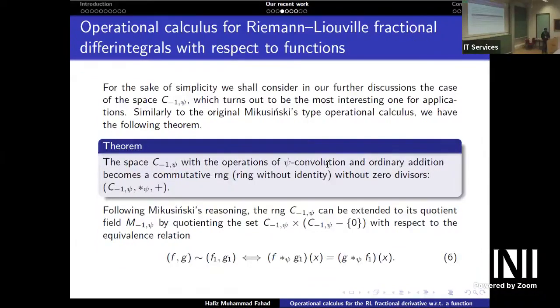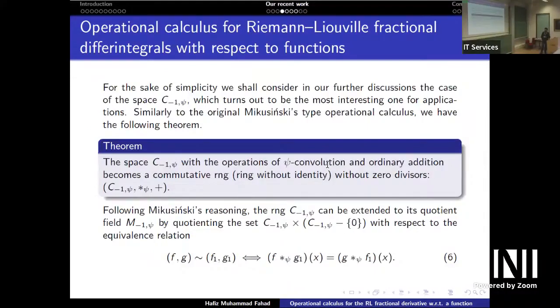Okay, now let's try to make this C alpha psi space a ring. For the sake of simplicity, we just fix alpha equal to -1. So this space C -1 psi, with the operations of psi convolution and ordinary addition, becomes a commutative ring, I mean a ring without identity, without zero divisors. So far we have chosen an appropriate space which is a ring, that is C -1 psi. So we are done with step number 1.